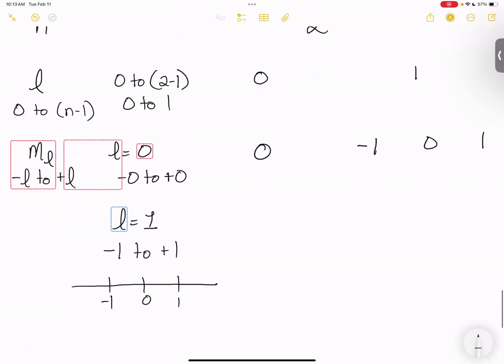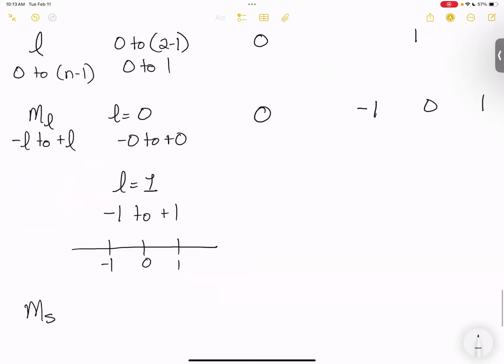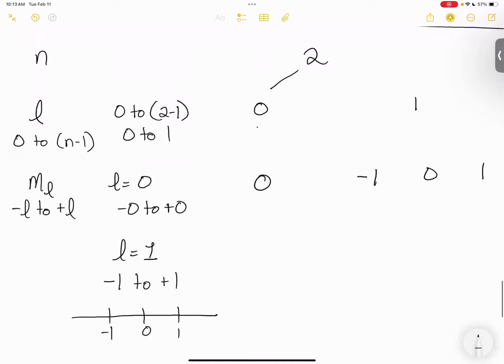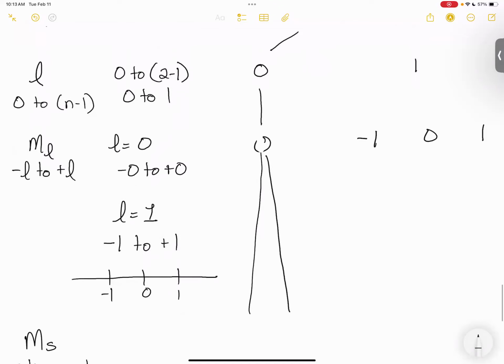m sub s, excuse me, is either a plus 1/2 or a minus 1/2 in each orbital. So for 2, 0, 0, our choices are a plus 1/2 or a minus 1/2.